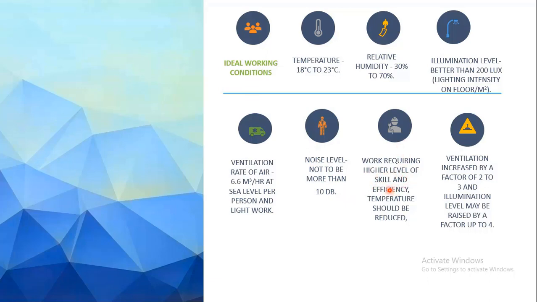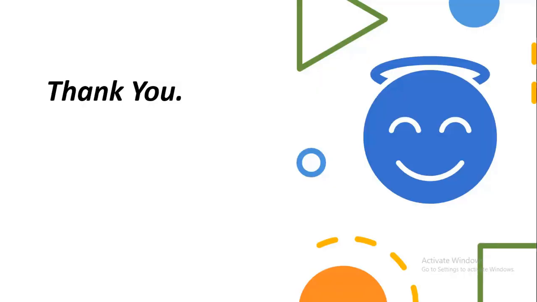Again, for work requiring a higher level of skill and efficiency, the temperature should be reduced, right? For a higher level of skill and higher efficiency, the temperature should be minimum, or optimum. And if we want to increase the efficiency, the ventilation we have to increase by a factor of 2 to 3, and the light or illumination level may be raised by a factor of up to 4. So generally these are the ideal working conditions. So that's it.